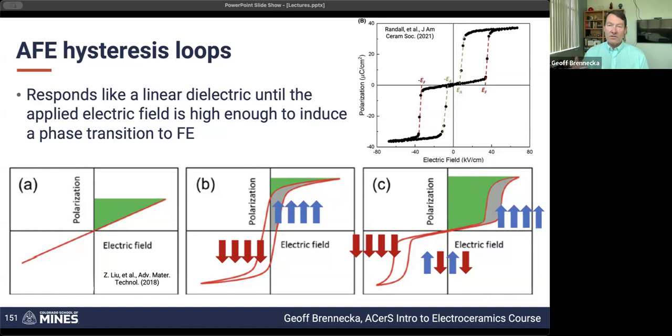So if we want to store energy in a capacitor and then release it quickly, ferroelectrics don't do a great job of that, because it takes a lot of energy to polarize everything, and then we don't get that much back out when we release it.